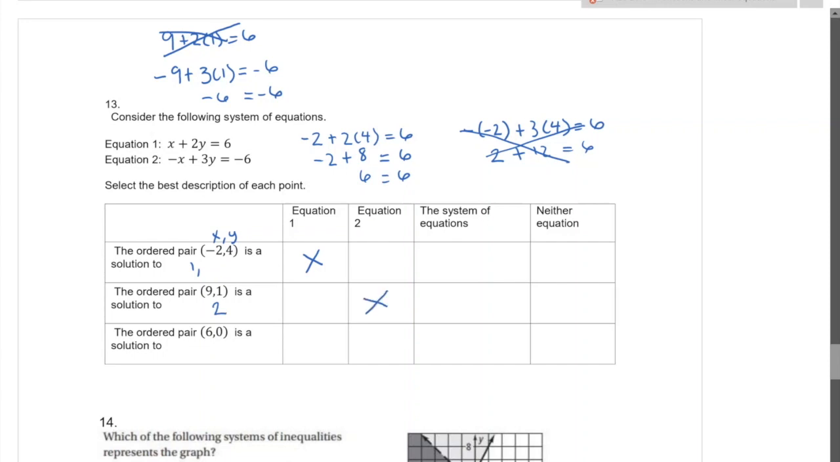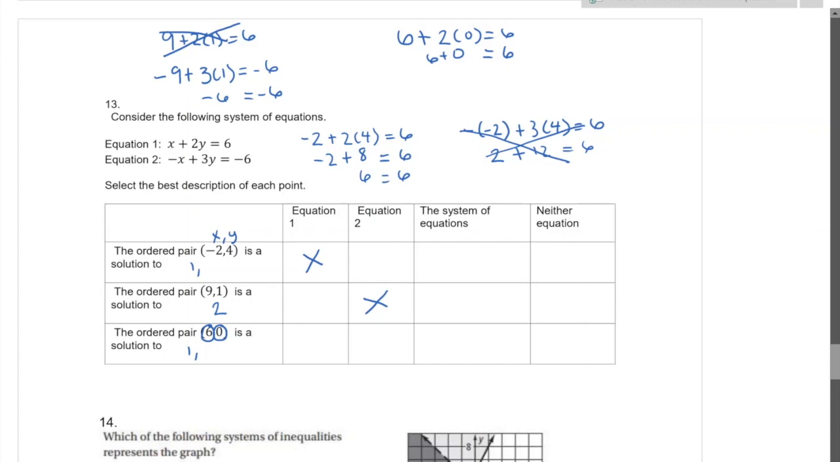Alright, our last one, 6 and 0. So again, I plug in 6 for x, 0 for y. So let's do equation 1. 6 plus 2, instead of y, I'm going to put 0, equals 6. I can do this in my head. 2 times 0 is 0. Plus 6. 6 plus 0 is 6. That is a true statement. So this works with equation 1.